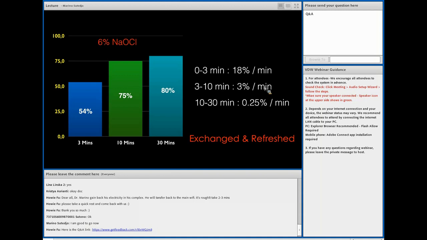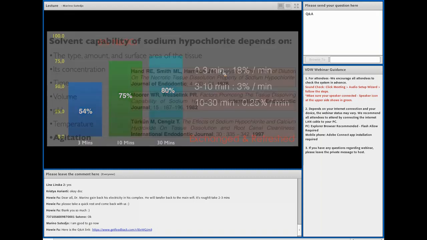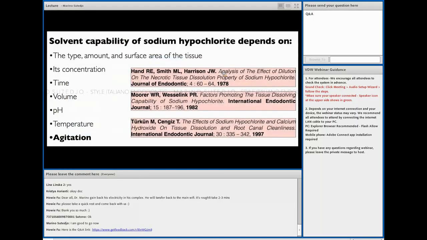For example, if I change and refresh my sodium hypochlorite each minute, so 1 minute I change into the fresh one, 1 minute I change into the fresh one, which is a high rate per minute, we don't need 10 minutes to clean all the bacteria. So it means time is important, I agree with that, but not just the timing, but also the concentrations of the sodium hypochlorite, the volume of the sodium hypochlorite, but most of all, how frequently we exchange and refresh our irrigations of sodium hypochlorite inside the canal.